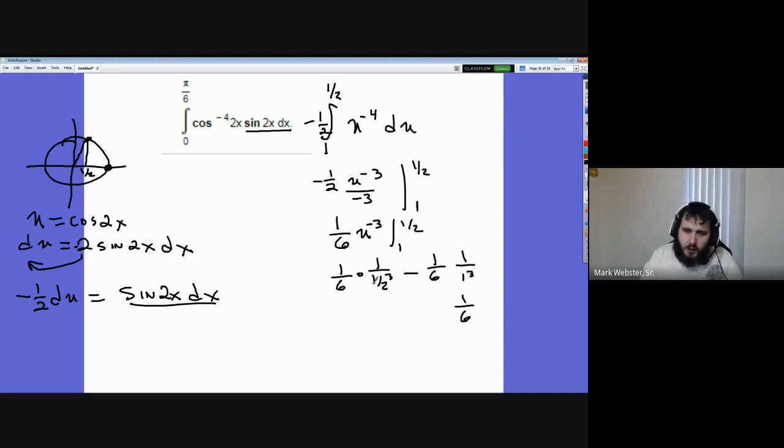That's great. 1/2, if I did 1/2 cubed, I get 1/8, but it's in the denominator, so I can make it just 8, right? 1 over 1 over 2 is just 2. So 1 over 1 over 8 is just 8. So we got 8 over 6 minus 1 over 6. So that's 7 over 6.